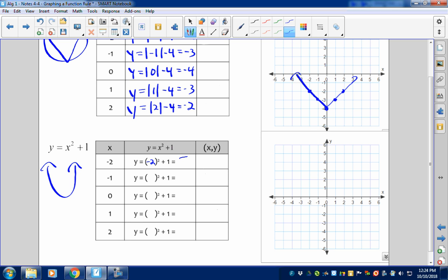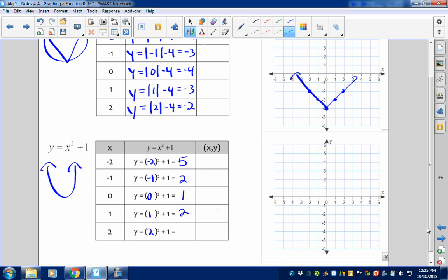And you can use your calculator. If you use your calculator, be sure to put it in parentheses, or it will give you a -4 instead of a positive 4. (-1) squared is 1, plus 1 is 2. 0 squared plus 1 is 1. And then 1 squared plus 1 is 2, and 2 squared, 4 plus 1 is 5.